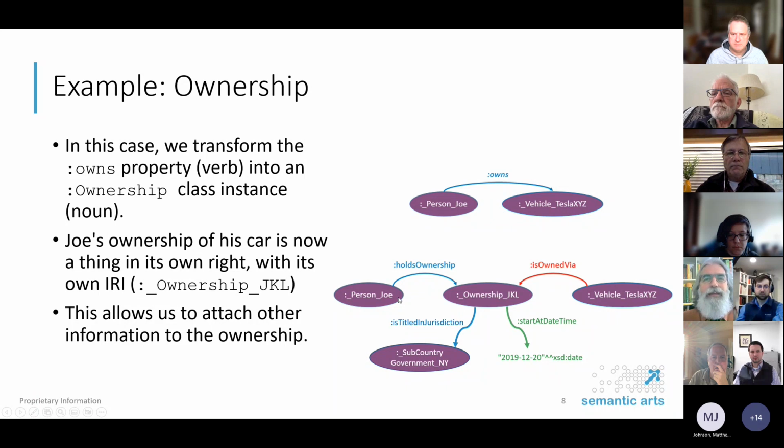So Joe holds an ownership that's titled in New York, but you don't know anything about that ownership other than when it started. So that might help clarify your concepts of who's a participant in a complex relation.